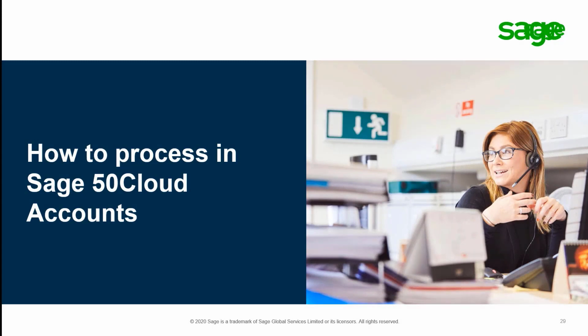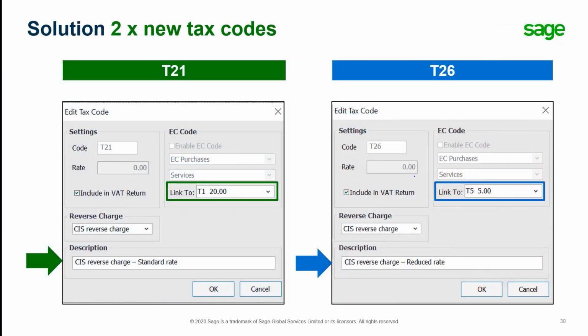So we're now going to move away from the theory and preparation onto implementation and how to process this in Sage 50 Cloud accounts. So let's take a look at the features we are providing you to support you through this legislation change. First of all, we're going to be introducing two new tax codes. By default, these will be T21 and T26. If they're already in use, it will be the next available tax codes. These tax codes will be available in version 26 and above.